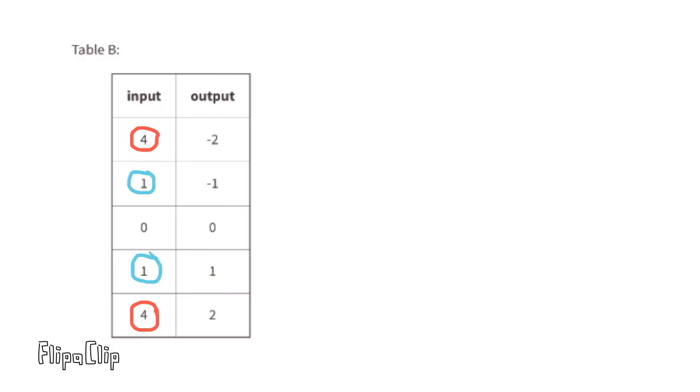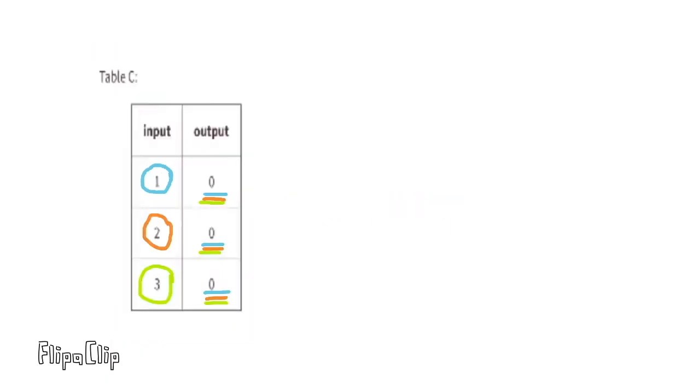Some of the inputs for table B are the same, yet they have different outputs, and that's not possible. Table B does not represent a function rule. All of the inputs for table C are different. All of the outputs for table C are the same, and this is possible. So table C is representing a function rule.